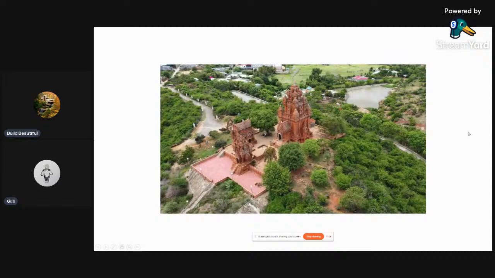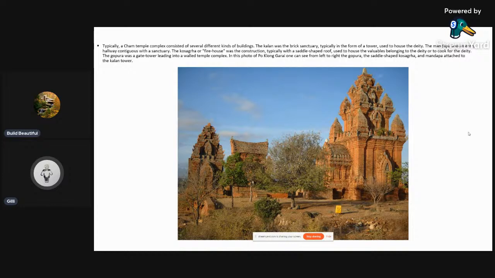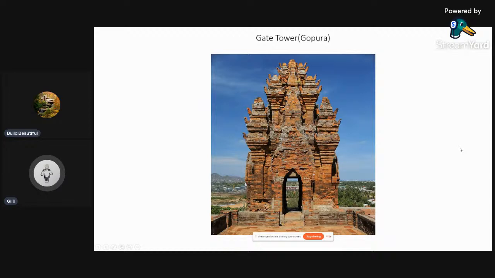Because it's quite monolithic. It's hard to tell how the material transitions. It feels like it's all brick, isn't it? Continued up into what is nominally the roof structure.